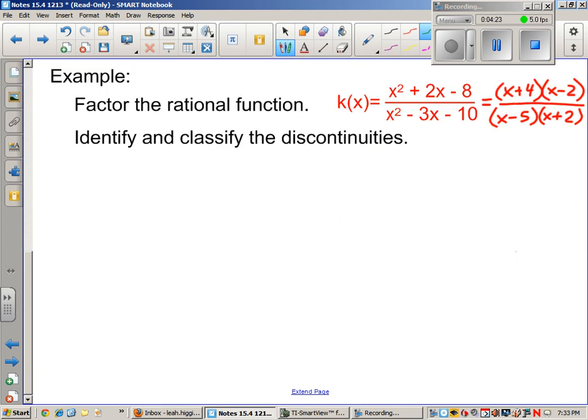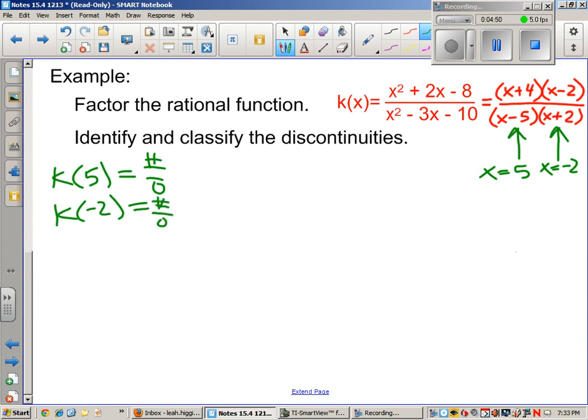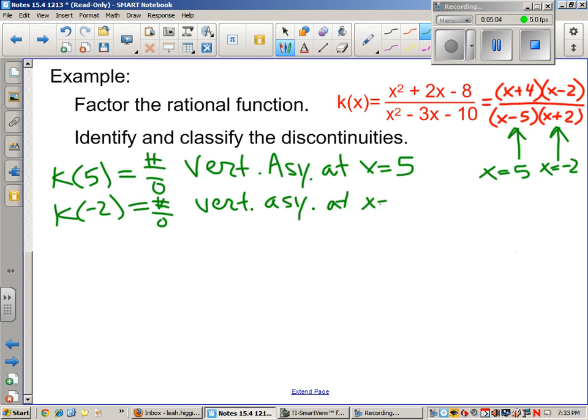So our discontinuities here, the two different places on the bottom, x equals 5 and x equals -2, I've got two pieces here, but neither of them would be a 0 over 0. They would both be a number divided by 0. Okay, so since the factor only happens on the bottom, it doesn't happen on bottom and top, k of 5 would be a number divided by 0, and k of -2 would also be a number divided by 0. So that means both of those are vertical asymptotes. Vertical asymptote at x equals 5, vertical asymptote at x equals -2.